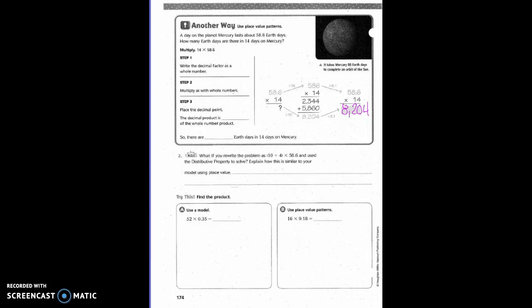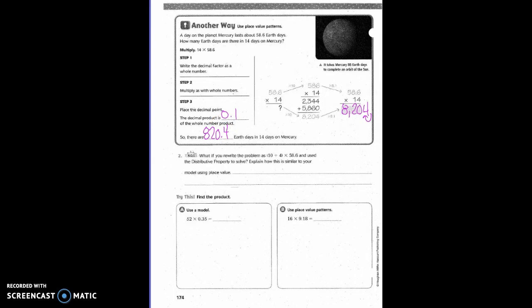So you would still get an answer of 8,204, only this time you have to move the decimal place over how many spots, guys? 58 and 6/10. So you have to move it over 1/10, right? Because it's 1/10 of the product. So we have to move it over one time. So I'm going to draw my little loop with an arrow. So there are 820 and 4/10 Earth days in 14 days on Mercury.